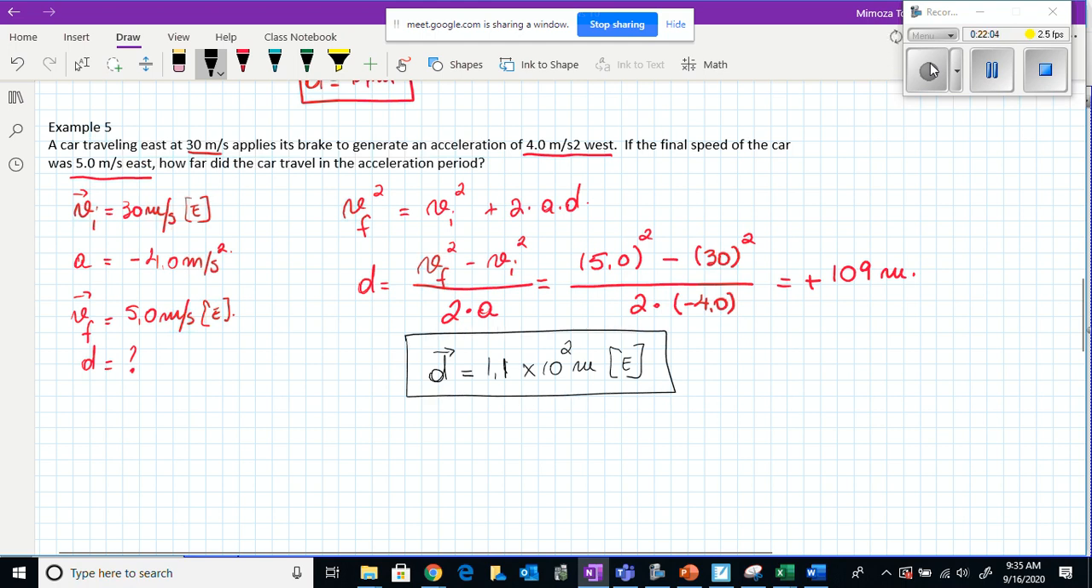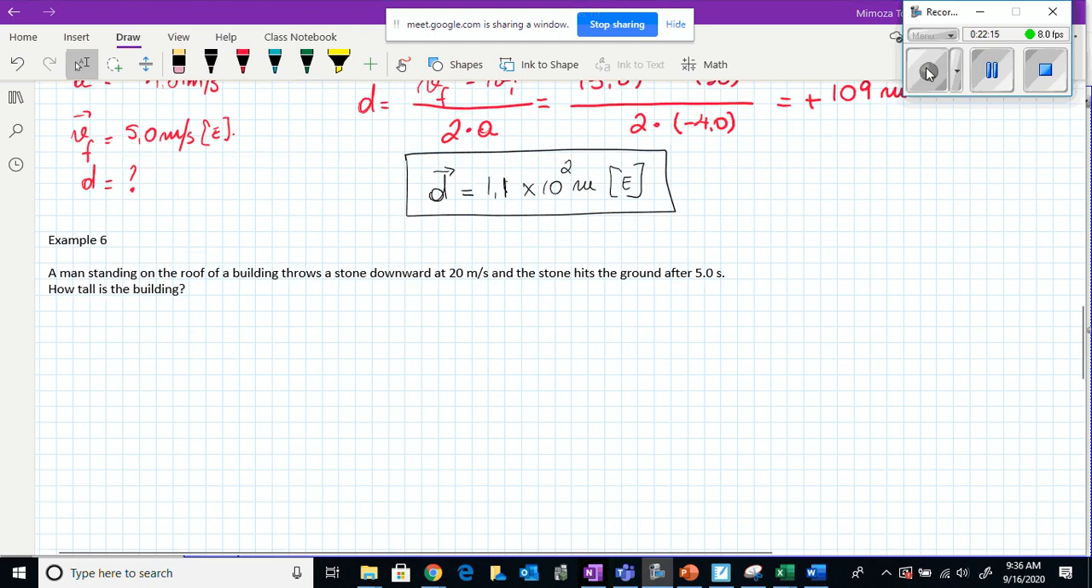This is correct work that you have to show if this is a written response question. Questions about this? Okay, let's take a look at the other example that we have here. A man is standing at the roof of a building and throws a stone downwards at 20 meters per second, and the stone hits the ground after 5 seconds. How tall is the building?